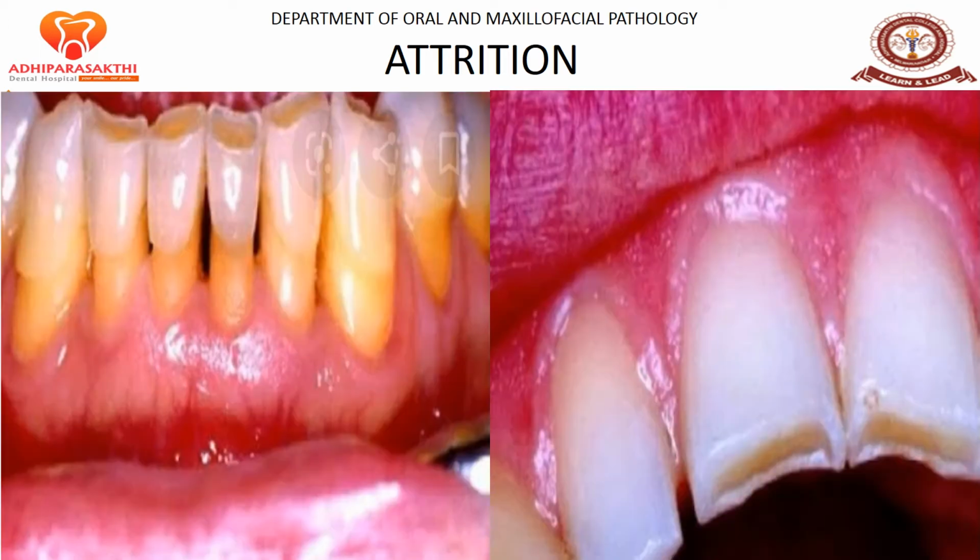This picture also shows the presence of attrited maxillary incisors and mandibular incisors. We can see the dentin and the pulp tint. The yellowish tinge which resembles the dentin and pulp canal can also be visible. So this condition is called attrition, which is a physiological wearing away of the tooth structure. This is due to excessive occlusal forces.